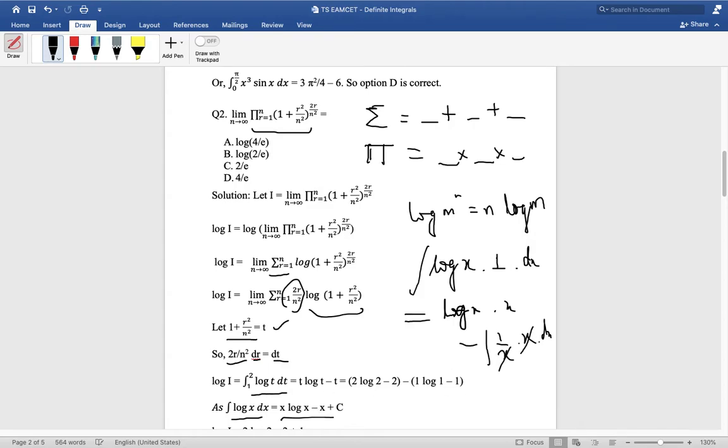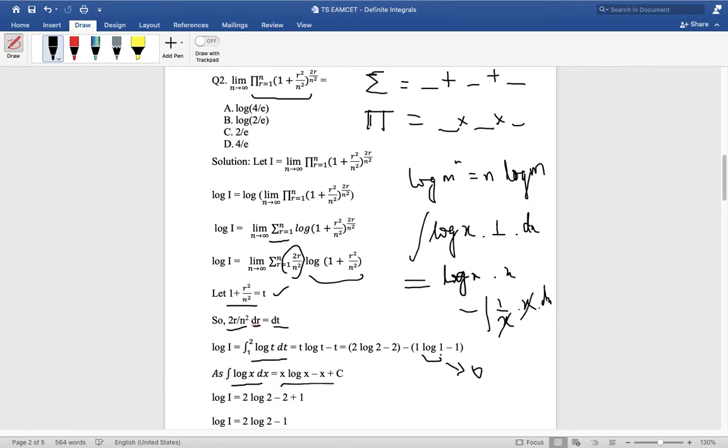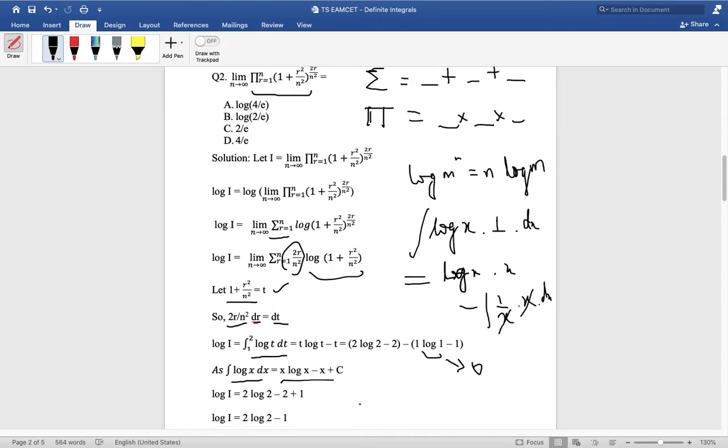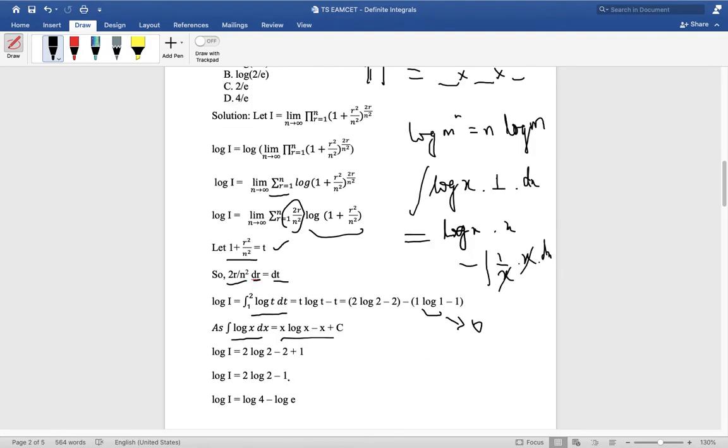Very easy. So log of I, when I put the limits, is 2 log 2 minus 1 log 1 minus 0. Log of 1 is 0. So this will become 2 log 2 minus 2 plus 1. Minus 2 plus 1 is minus 1. Now we know that these are all natural logs, that is, the base is e. Base is e. So 1 can be written as log of e.